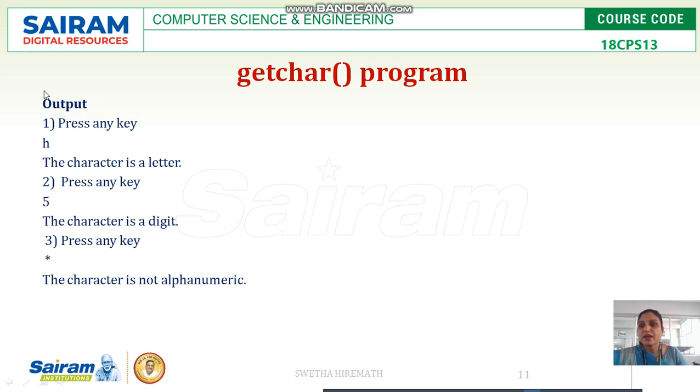So this is the program and this is the output here. First I have given H as the input. Press any key. If I type H, it will display that the character is a letter. Then press any key, 5, the character is a digit. Then press any key. If I give any special character other than an alphabet or a number, it will display that it is not an alphanumeric character. So this is about the getChar program.